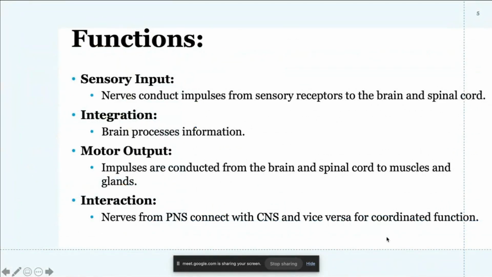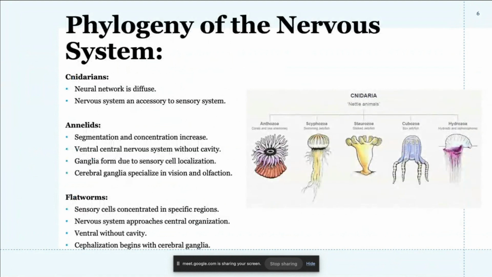All right. Then there's this interaction. So the nerves from the PNS will connect with the CNS and vice versa, so that there is coordinated function all around the body. Okay, so we did the overview now of the nervous system. Now we have to talk about the phylogeny of the nervous system.